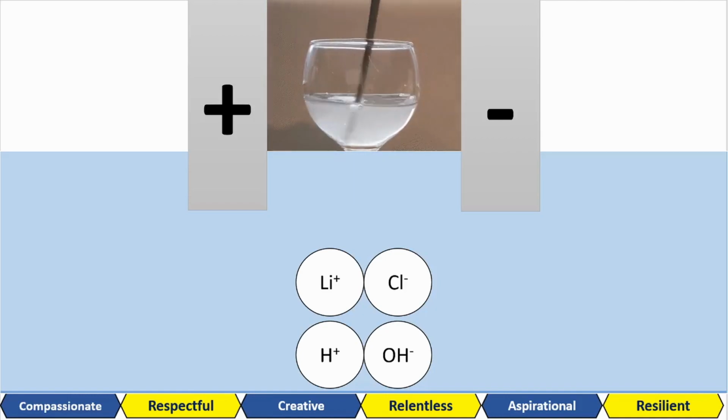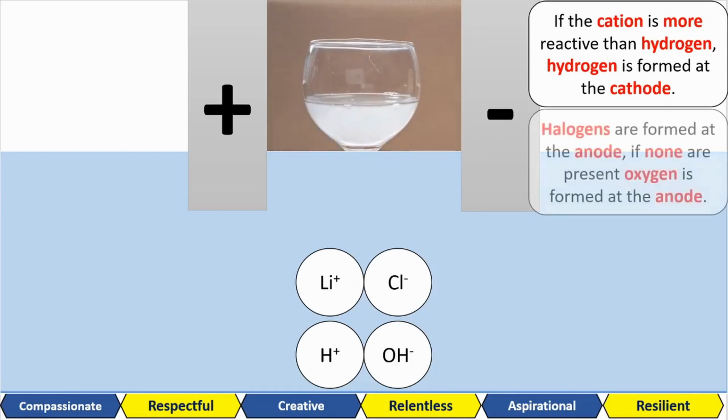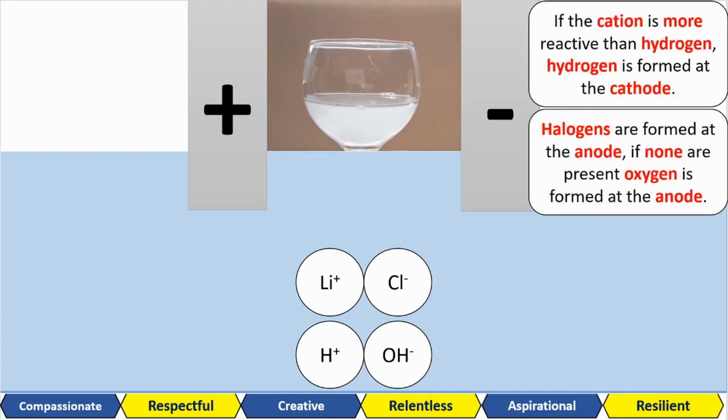To work out what's formed at each electrode, because now we have 2 cations and 2 anions, we have 2 rules to follow. The first rule is this: if the cation is more reactive than hydrogen, hydrogen is formed at the cathode. The second rule: halogens are formed at the anode. If no halogen is present, then oxygen is formed at the anode. I know that looks mad confusing, but watch what this looks like.